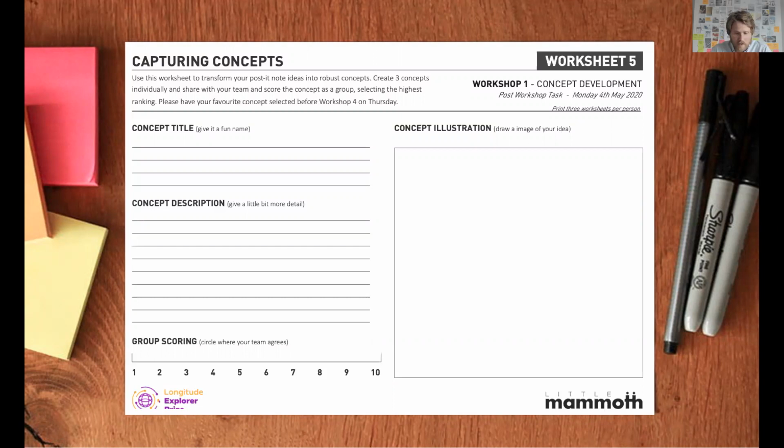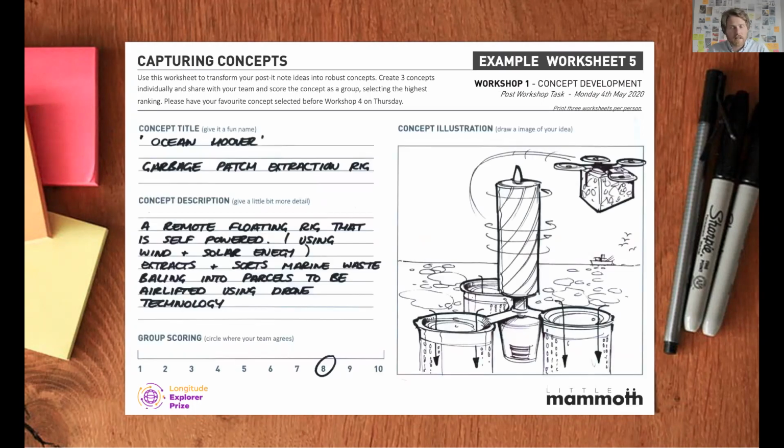What we want you to do is, as individuals, complete 3 separate concept capture sheets, worksheet 5. And on each one, we want you to develop a different concept. And these concepts can literally be your post-it notes, so building them out. So the most appropriate thing to do would be to choose your favorite post-it note idea and start there. We want you to come up with a concept title, something quite quirky, something memorable, something that really describes your idea. We want you to give a concept description, giving more detail about how it works. And then we also want you to draw out and sketch a more detailed illustration of that idea. And here's an example of what that could look like.